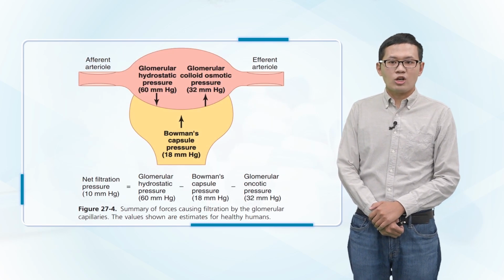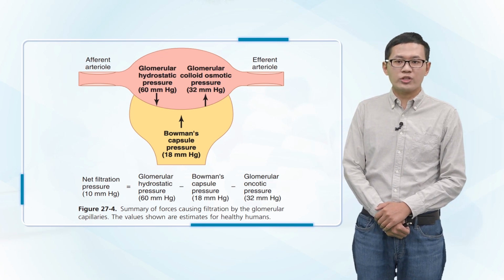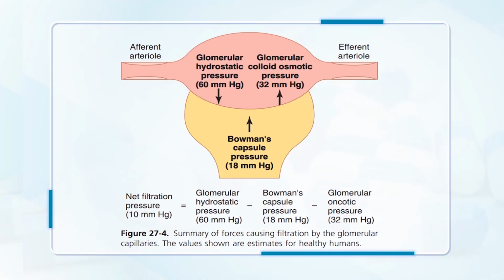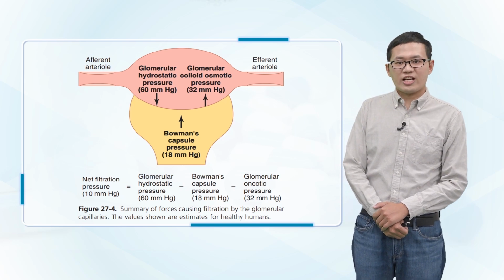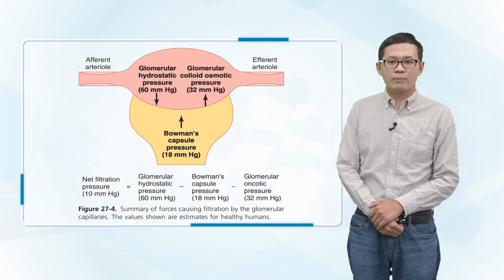The net filtration pressure represents the sum of hydrostatic and colloid osmotic forces that either favor or oppose the filtration across the glomerular capillaries. These factors include hydrostatic pressure inside the glomerular capillaries, which promotes the filtration. The hydrostatic pressure in Bowman's capsule outside the capillaries opposes the filtration. The colloid osmotic pressure of the glomerular capillary plasma proteins opposes the filtration. And the colloid osmotic pressure of the proteins in Bowman's capsule promotes filtration. Under normal conditions, it is considered to be zero. According to data from dogs and rats, scientists estimate net filtration pressure is about 10 mmHg.